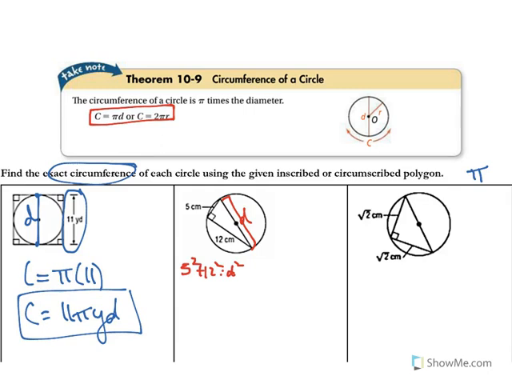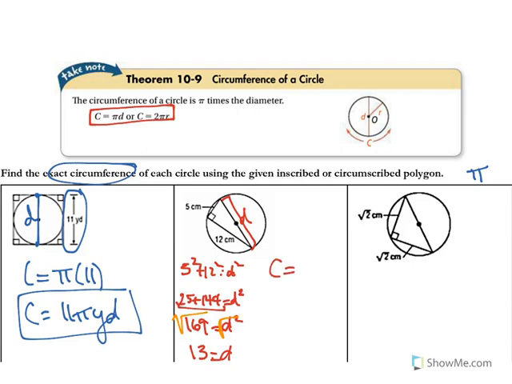Again, nothing ever goes away. 5 squared is 25, 12 squared is 144, equals d squared. When you add those together, you get 169 equals d squared. So when I take the square root of both sides, d is going to equal 13. So my diameter is 13.